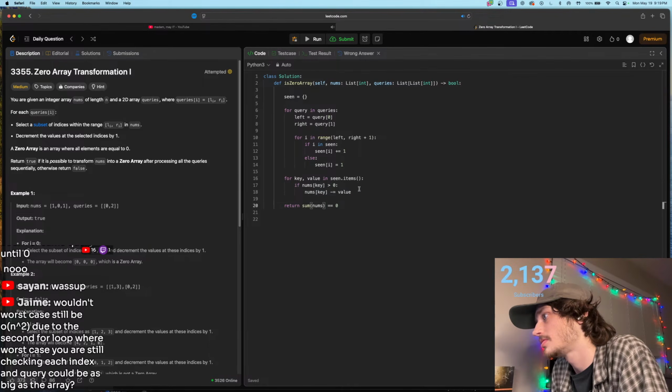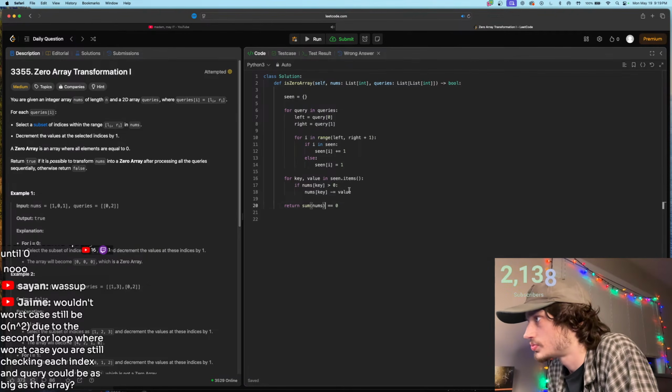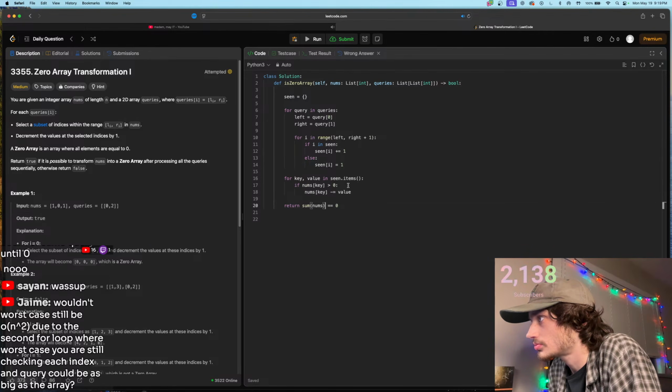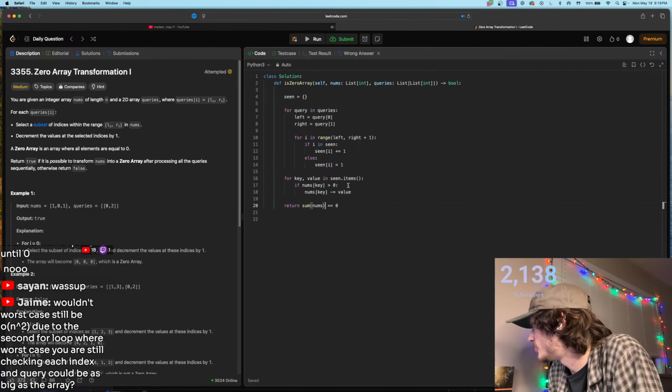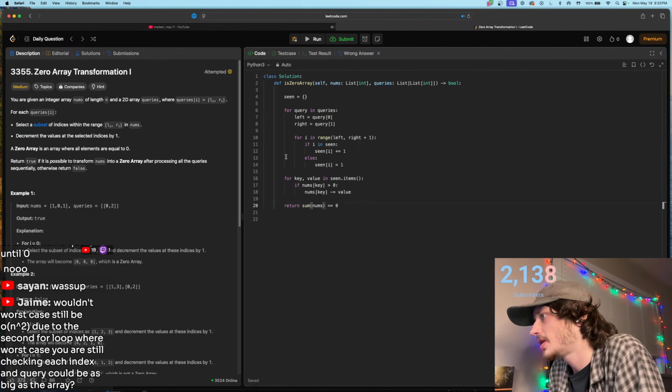Okay, so Jamie says, wouldn't worst case still be O(n squared) due to the second for loop, where worst case you are still checking each index and the query could be as big as the array? Yeah, so there are still definitely ways to optimize it, right? But it's definitely better than our first approach. So what's going on here, giving us a problem, is that it's reducing the value into the negative.